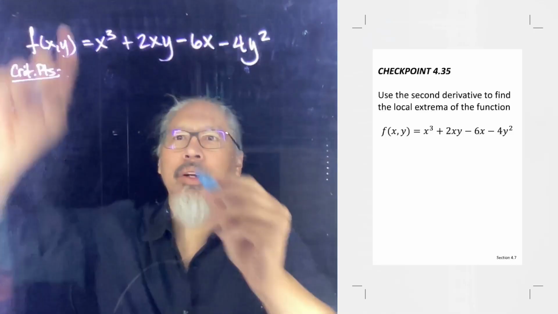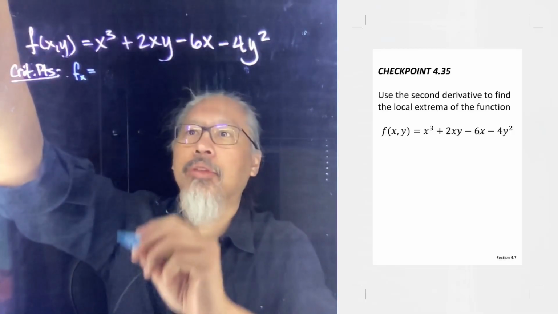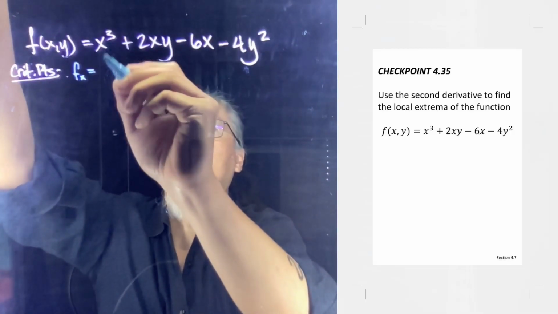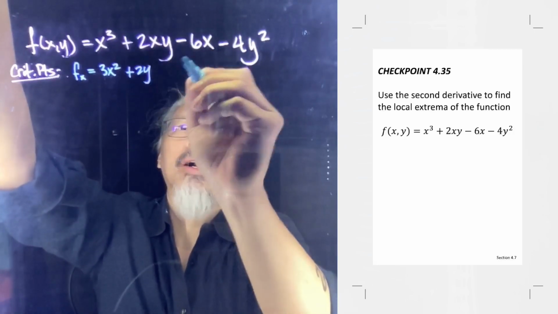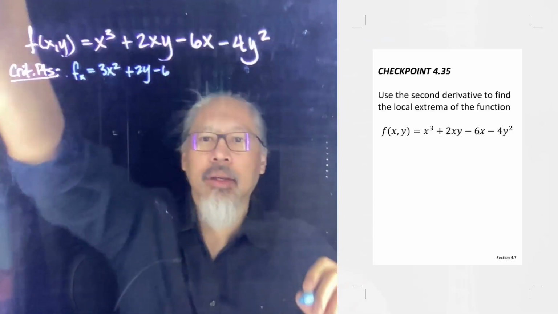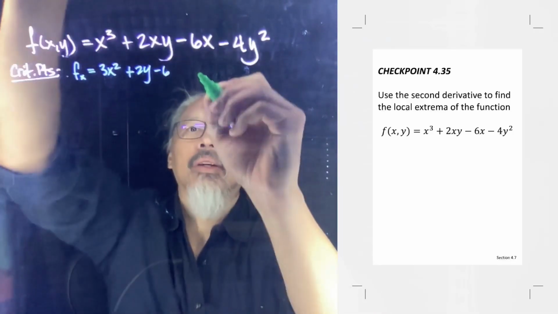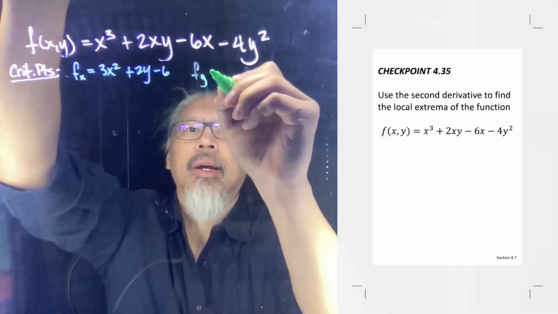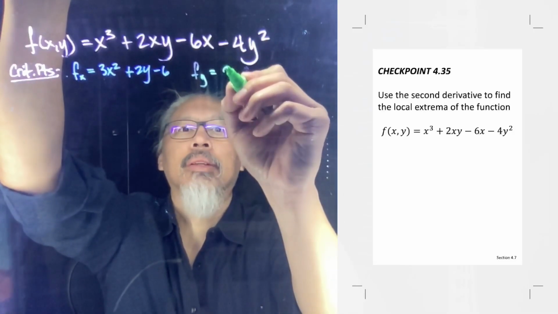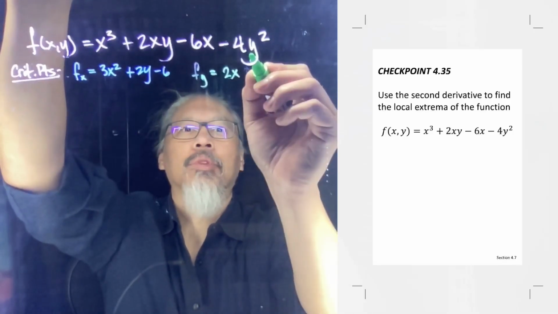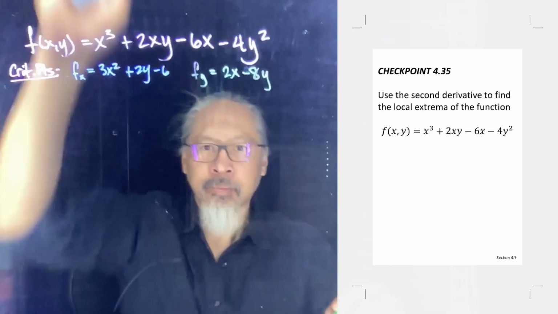To find critical points, we'll set our first derivative with respect to x equal to 0. That's going to be 3x squared plus 2y minus 6. We'll set that equal to 0, and we will also set our derivative with respect to y equal to 0. And that would be 2x, and with respect to y, minus 8y.